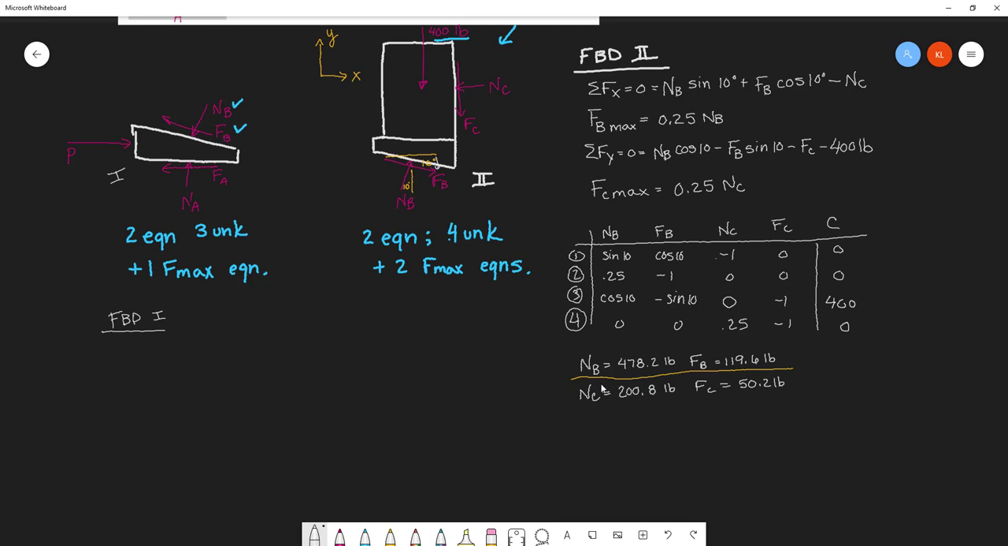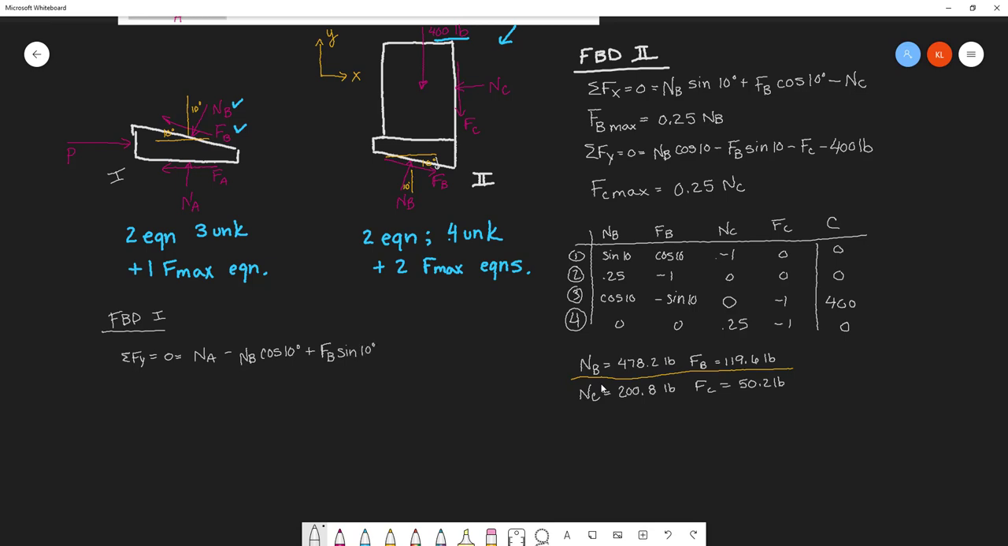Let's start with the forces in Y. Sum of the forces in Y equals 0. We've got the normal force at A minus, our free body diagram is not done yet. We need to have those angles in here. 10 degrees and 10 degrees. Normal force at B times the cosine of 10 plus friction force at B times the sine of 10.